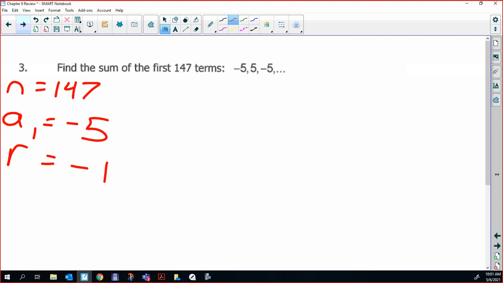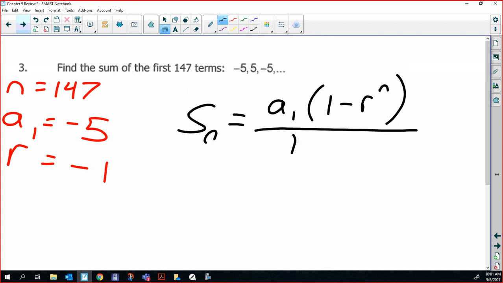For the formula, sum of the first 147, so that's n. Sum of the first n is a1 times 1 minus r to the n over 1 minus r. That's the formula. Now we plug stuff in.